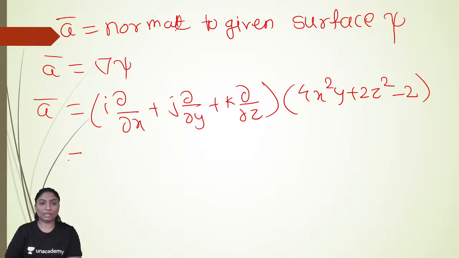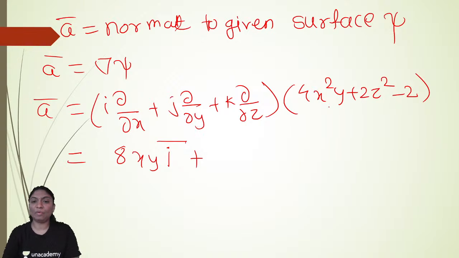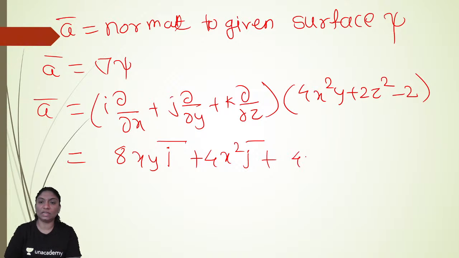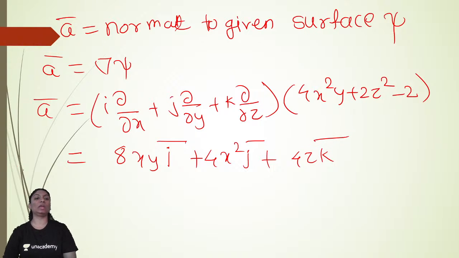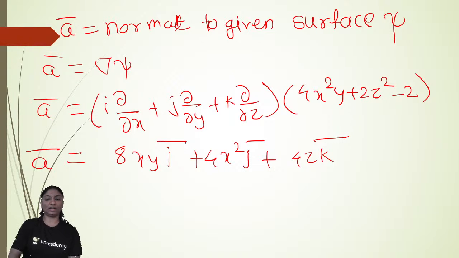We will calculate del by del x of this, so we will get 8xy i bar, plus del by del y of this, so you will get 4x square j bar, plus del by del z of this, 4z k bar. Okay, so this is your a bar. A bar is equal to 8xy i bar plus 4x square j bar plus 4z k bar. Okay, this is your vector a bar.